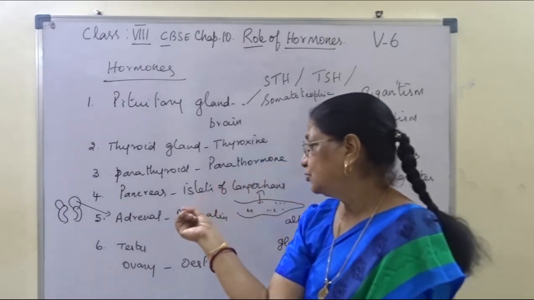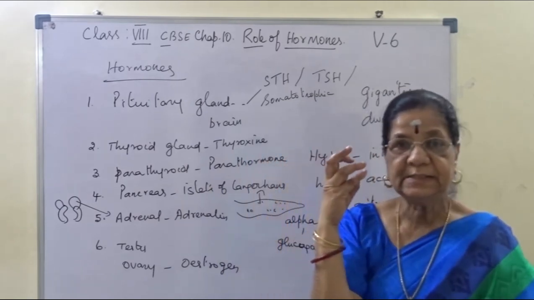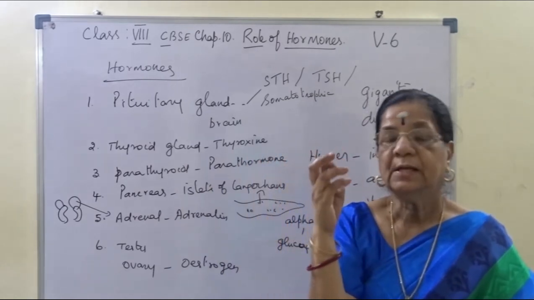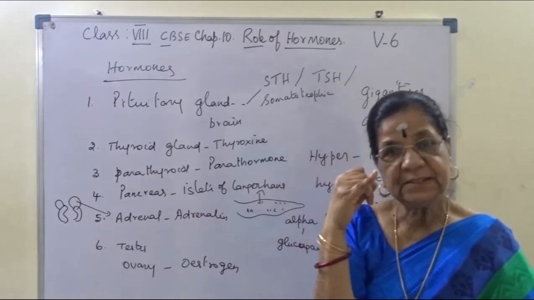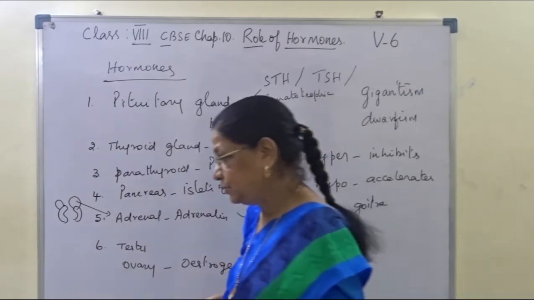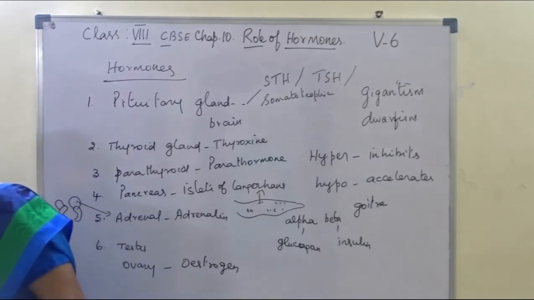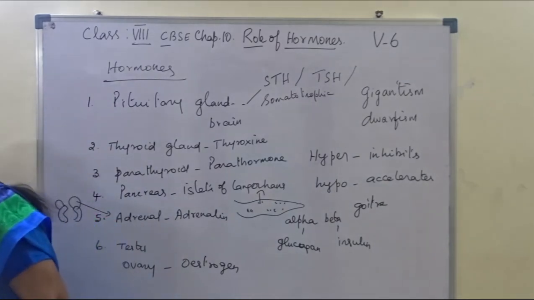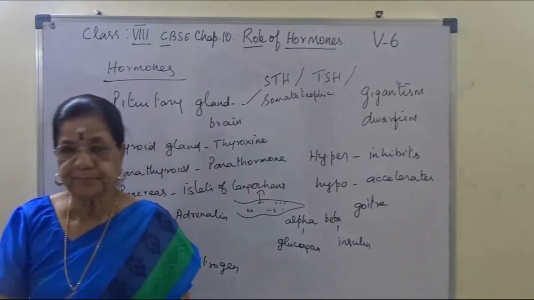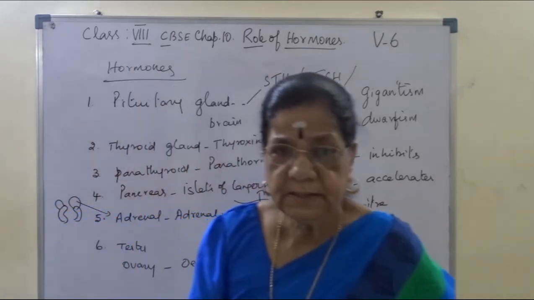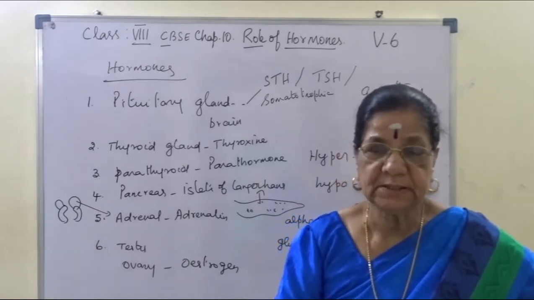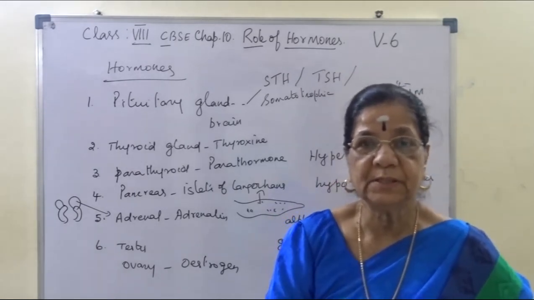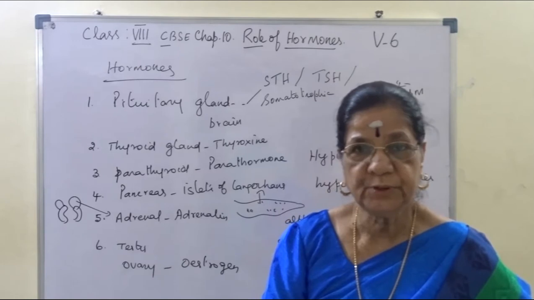Okay. The next one, testis will secrete the hormone testosterone, and the ovary will secrete the hormones estrogen and progesterone. Progesterone is a pregnancy hormone. Okay, so this ovary, after the release of ovum, that process is called ovulation. Release of ovum from the ovary is called ovulation.